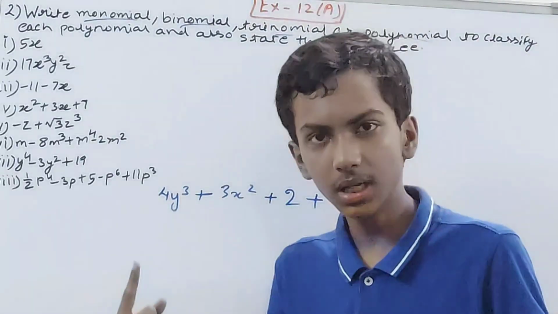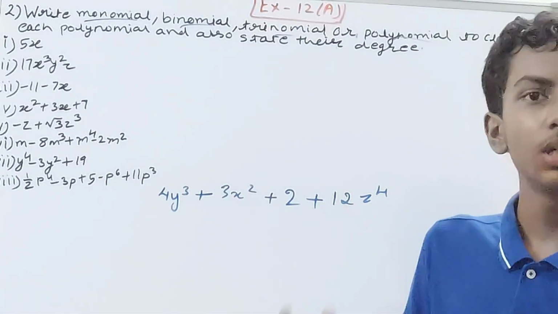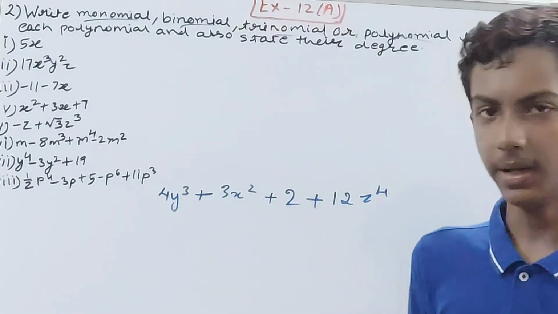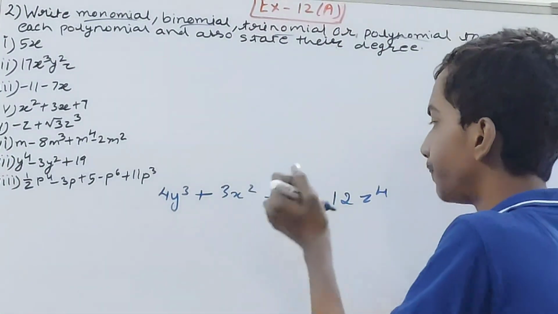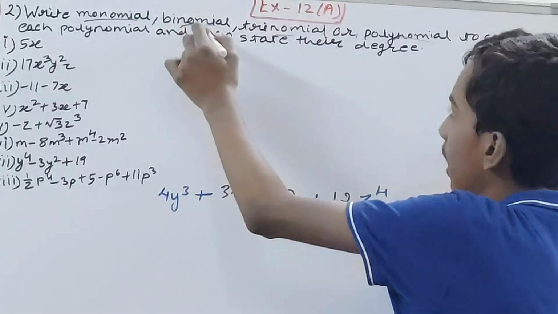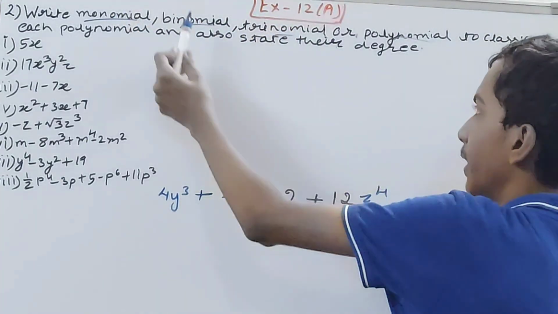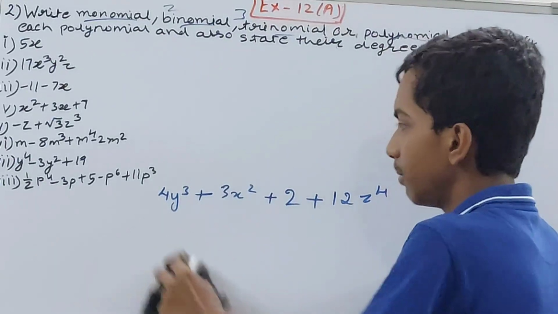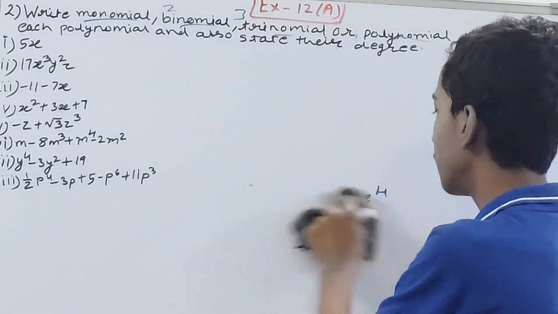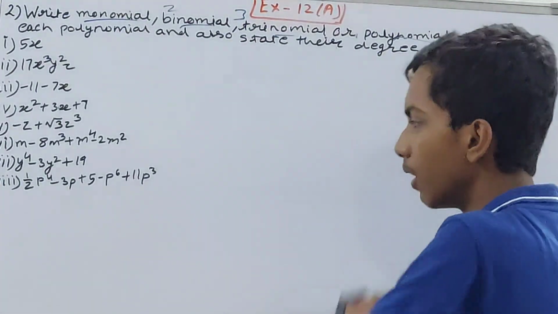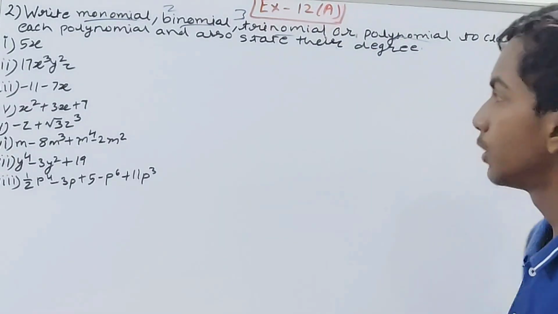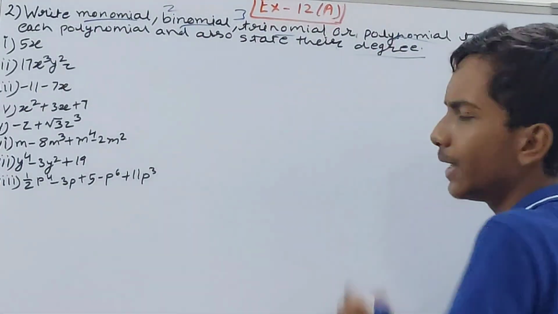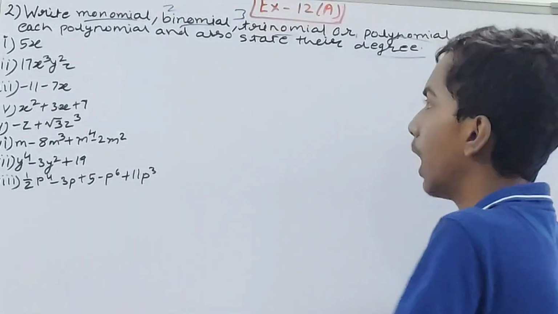So this is the difference. One term is monomial, 2 terms means binomial, 3 terms means trinomial, and more than 3 is polynomial. Basically mono means 1, bi means 2, tri means 3, and poly means many, more than 3, that you'll use for the polynomial ones. So let's begin. And we also have to state the degree. I'll tell you how the degree is calculated when we do the parts.